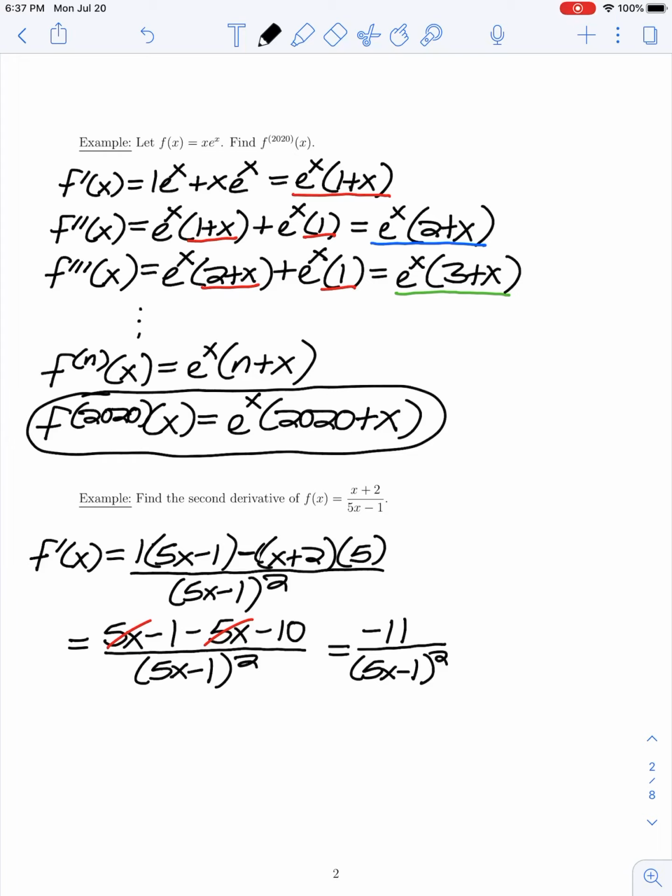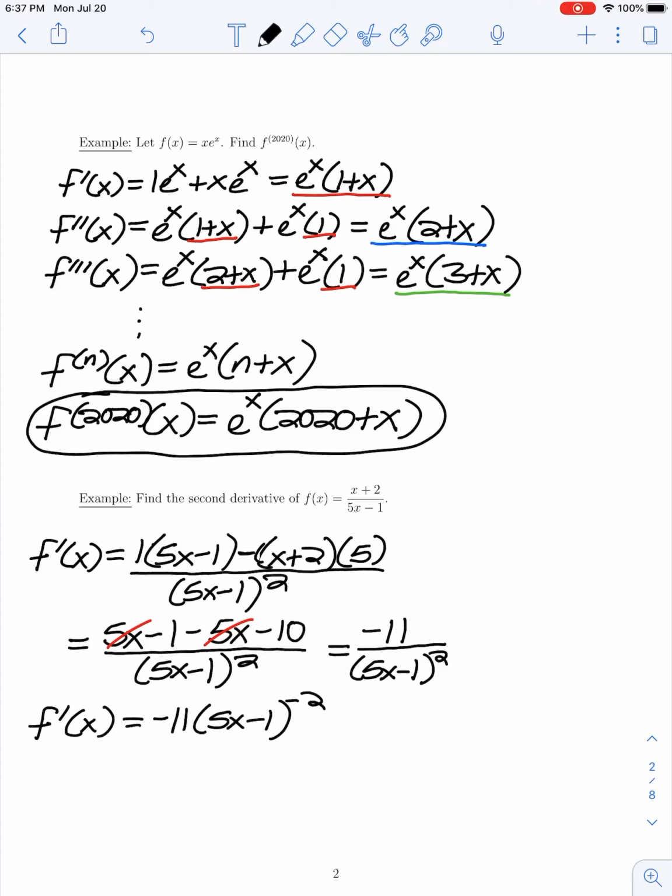So this is our first derivative, and to find our second derivative, we need to differentiate this function. And in order to make it a little bit easier, I might rewrite this as negative 11 times 5x minus 1 to the negative 2 power in order to avoid using the quotient rule.